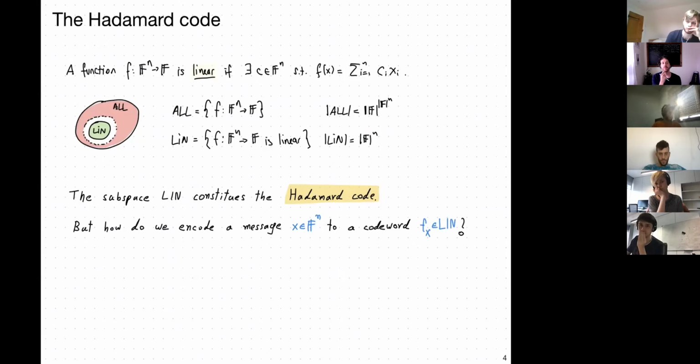Suppose I'm giving you this x in F to the m, and now I'm asking you to associate it with a linear function. Any suggestions? Coefficient c_i.